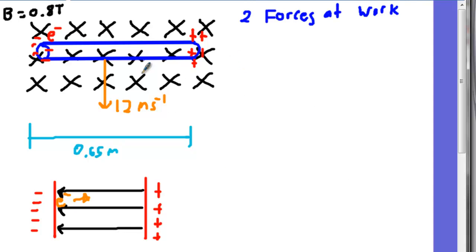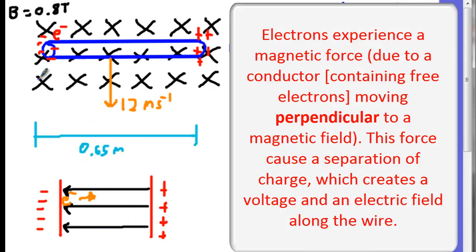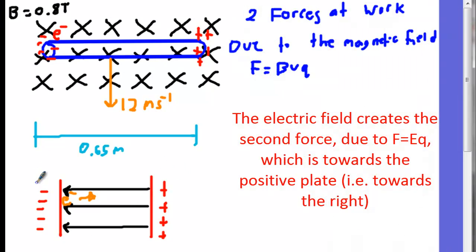The first one's from the magnetic field. An electron travelling through a magnetic field will experience a force to the left, and we said that that force was F equals BVQ. And we've said that this force creates a separation of charge, electrons to the left, positive charges to the right, and those separation of charges create a voltage and create an electric field. And that electric field then creates our second force, which is F equals EQ.